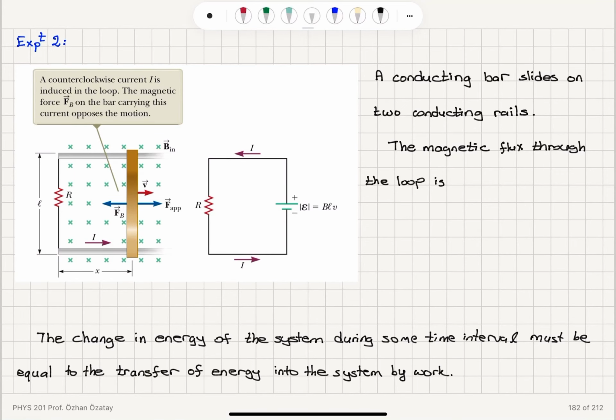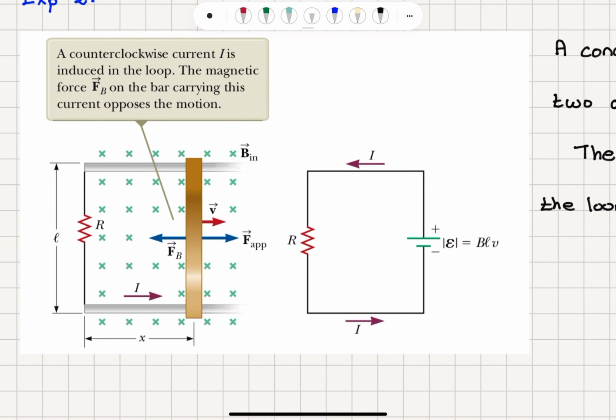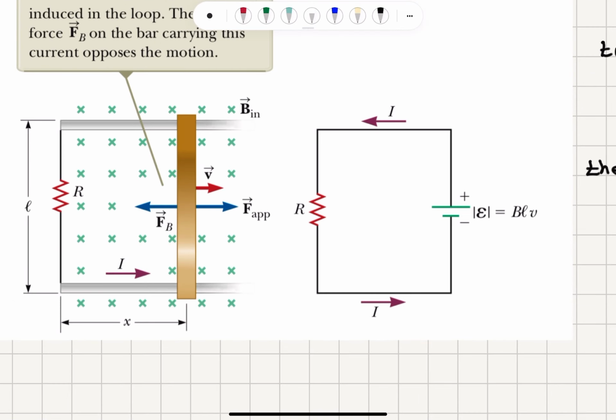Now we will talk about the second experiment for motional EMF. The difference between this one and the first experiment is that our conducting bar, which is moving with constant velocity v in this uniform magnetic field into the page, is actually connected to a circuit which has a resistance R. In that case, the induced EMF at the two ends will be basically converted into a current here.